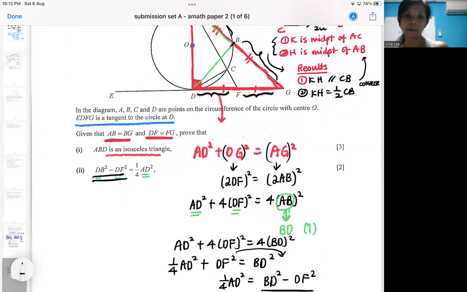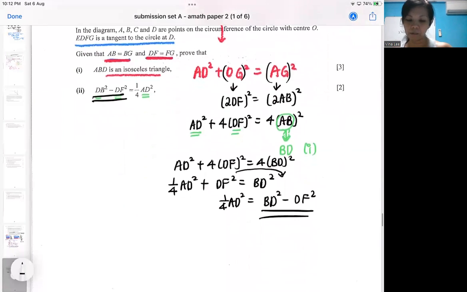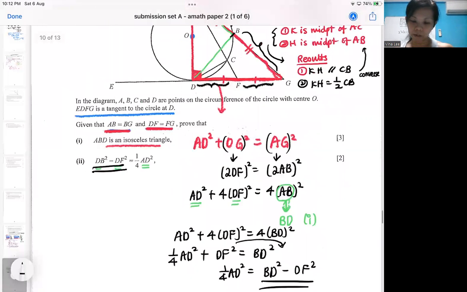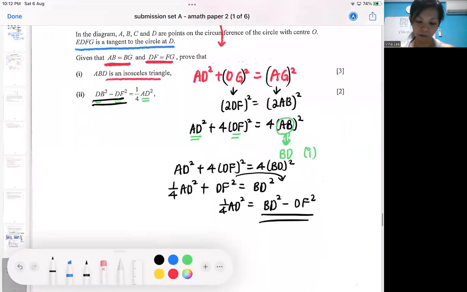I did the actual writing already. You can refer to the actual writing. The actual writing is exactly what I explained. Okay, and then the subsequent one is to prove similar triangle. Similar triangle, I think is easy. So I'm just going to erase all first so that it's easier.